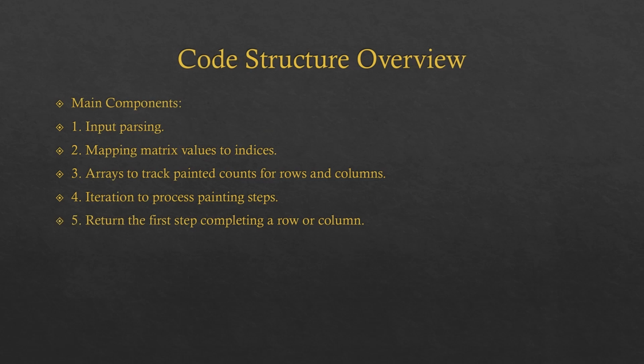Here's an overview of how our code will be structured. First, we parse the input. Next, we map the matrix values to their respective row and column indices using a hash map. We use arrays to keep track of the count of painted cells in each row and column. We then iterate over the painting steps and update the counts. If we find a completely painted row or column, we return the current step index.